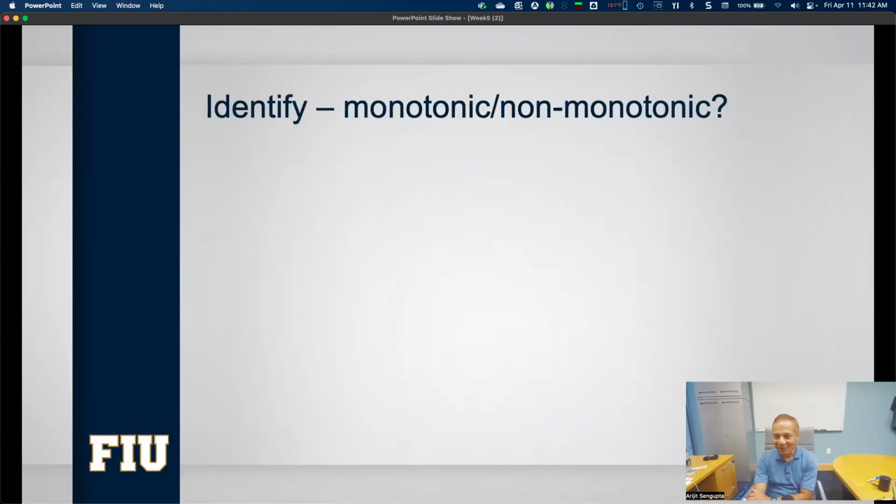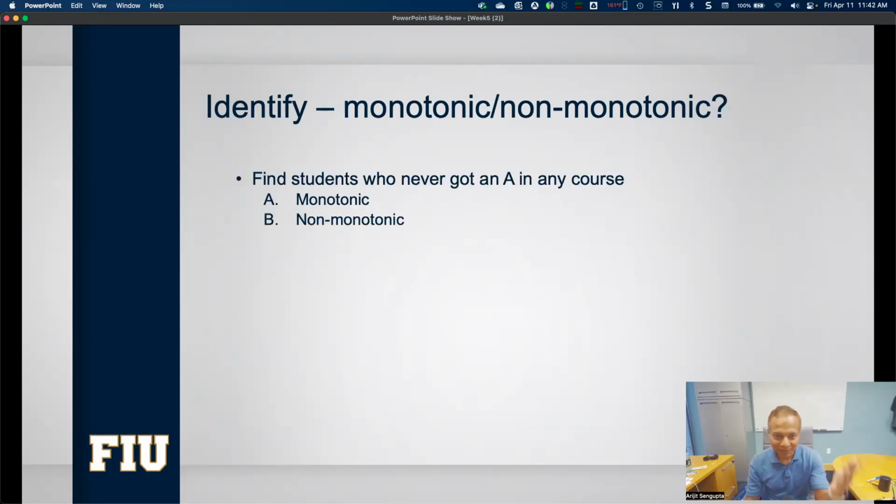So let's take a look at some queries. The questions are going to be fairly simple. Like, for example, find students who never got an A in any course. Think about it. Students who never got an A. Is this monotonic? Can you add stuff to the input table and the results will disappear?